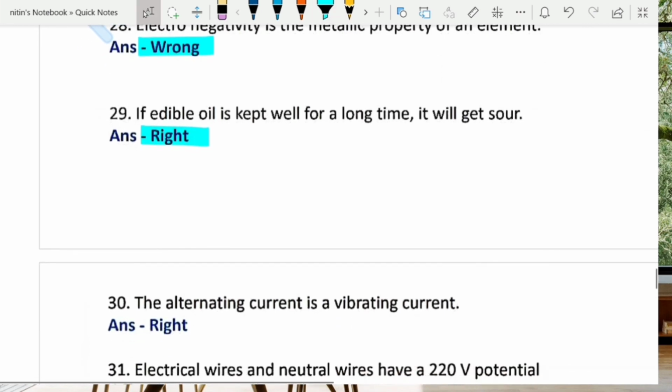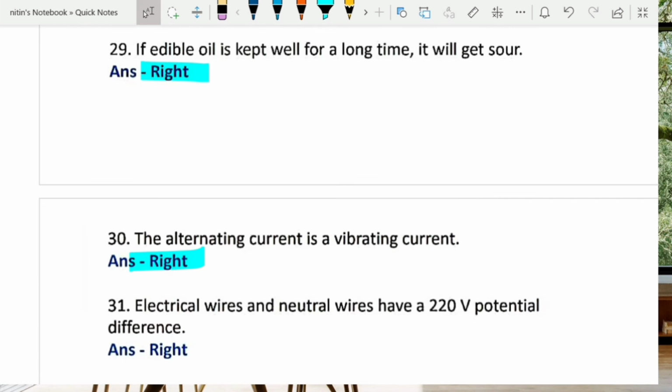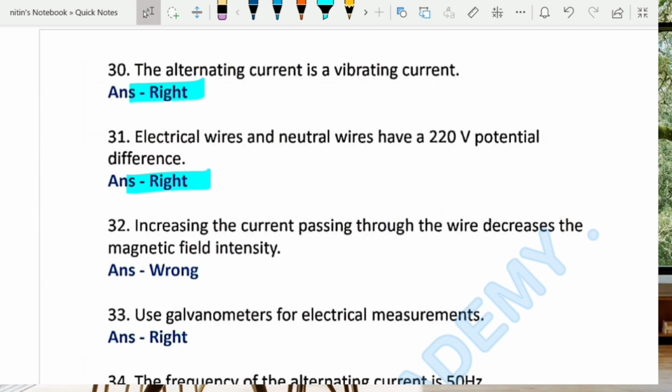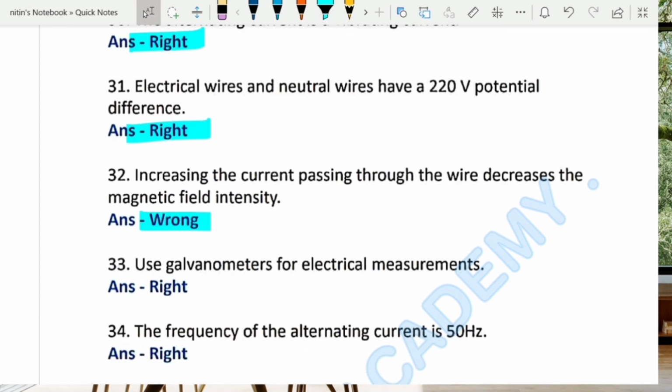The alternating current is a vibrating current. Right. Electric wire and neutral wire have a 220 volt potential difference. Right. Next, as the current passing through the wire increases, the intensity of the magnetic field decreases. Wrong. Use the galvanometer for electric measurement. The answer is right.